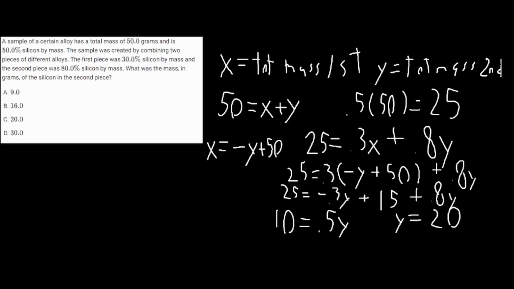Now, you might be thinking that we're done, but no. Remember, y is the total mass of the second piece, and we are looking for the mass in grams of just the silicon in the second piece. Now, we know that the second piece was 80% silicon by mass, so we will take our answer and multiply it by 0.8. So 0.8 times 20 is equal to 16. And that will give us our answer, being choice B.